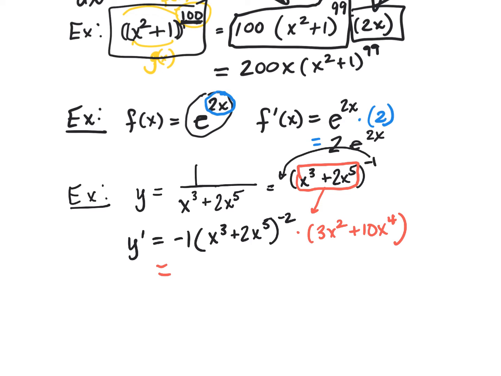And then we clean it up. It would be negative 3x squared minus 10x to the 4th all over what? Parentheses x cubed plus 2x to the 5th, squared. Yes, and that would be the answer. So the chain rule allows us to do some stuff that's a little more complicated, doesn't it?